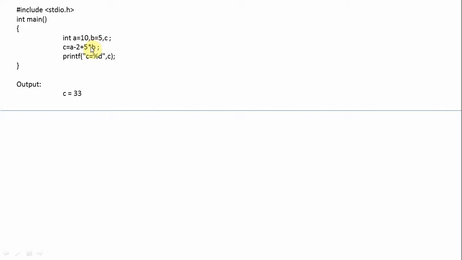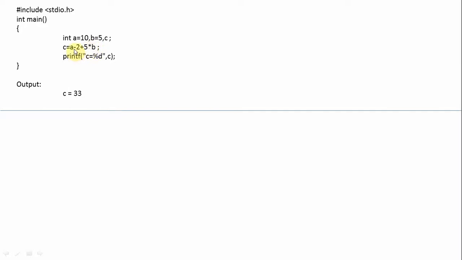Multiplication has got the higher precedence than plus and minus operators. So 5 into B will be evaluated first. So what is the current value of B? It is 5. So 5 into 5 will give you 25.